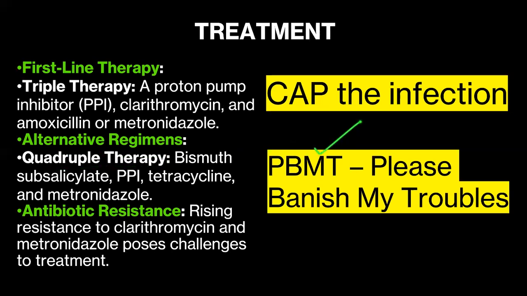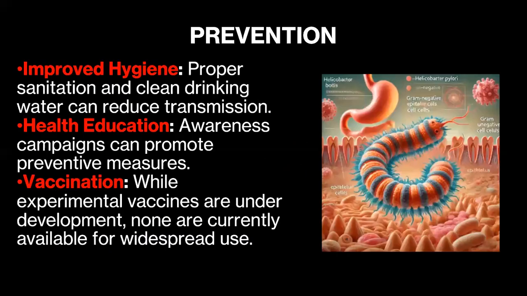You will remember it by the phrase "Please banish my troubles": bismuth subsalicylate, B for bismuth, P for proton pump inhibitor, M for metronidazole, and T for tetracycline. So this is the mnemonic for remembering quadruple therapy. Antibiotic resistance: rising resistance to clarithromycin and metronidazole poses challenges to treatment.